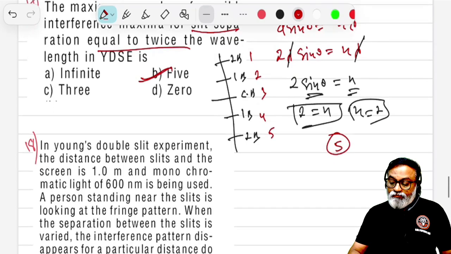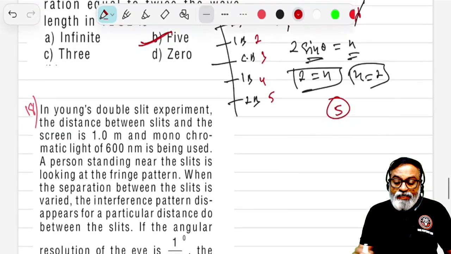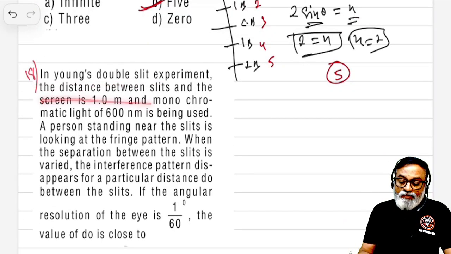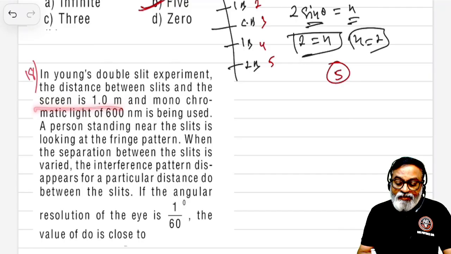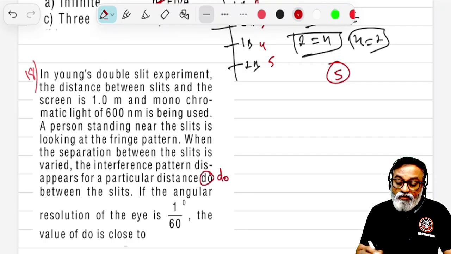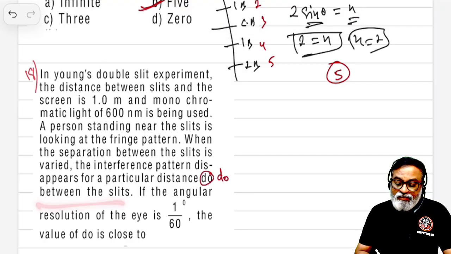Next one. In Young's double slit experiment, the distance between slits and the screen is 1 meter. Monochromatic light of 600 nanometer is being used. A person standing near the slits is looking at the fringe pattern. When the separation between the slits is varied, the interference pattern disappears for a particular distance. This one is D naught between the slits. If the angular resolution of the eye is 1 by 60 degrees, then the value of D naught is.